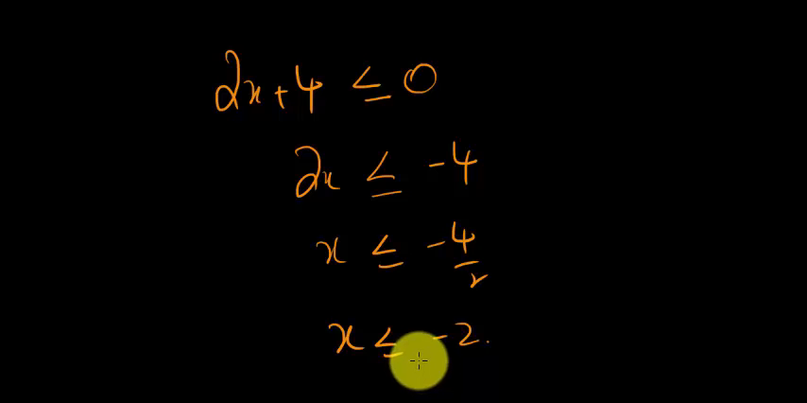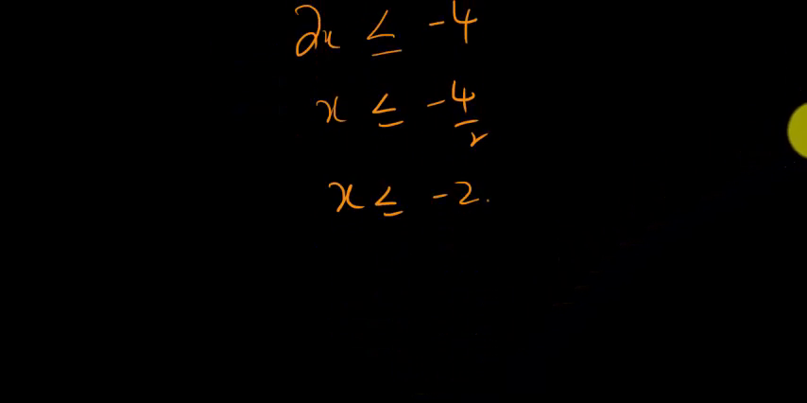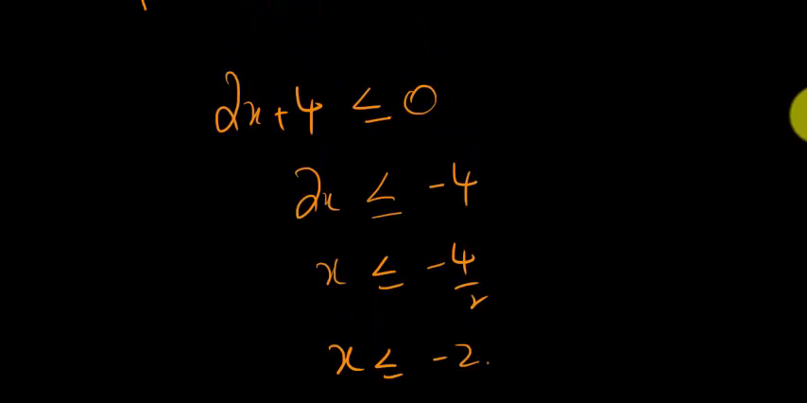So what is the solution? The solution could be anything like minus 3, minus 4, minus 5, isn't it? Well, I wouldn't say so, because my replacement set has not been given to me. What is a replacement set? A set from where I choose the solutions from. That is the replacement set.